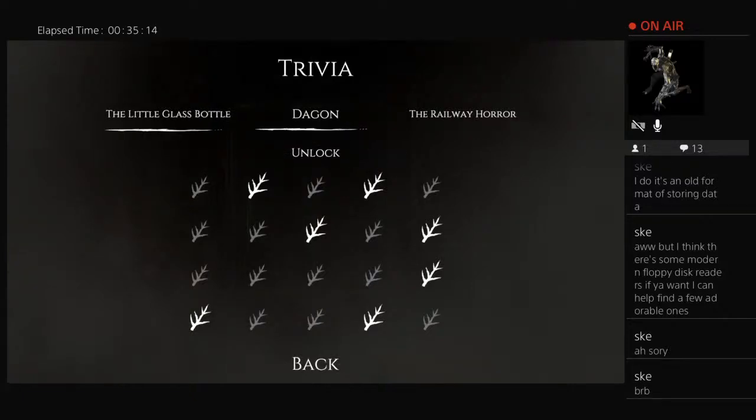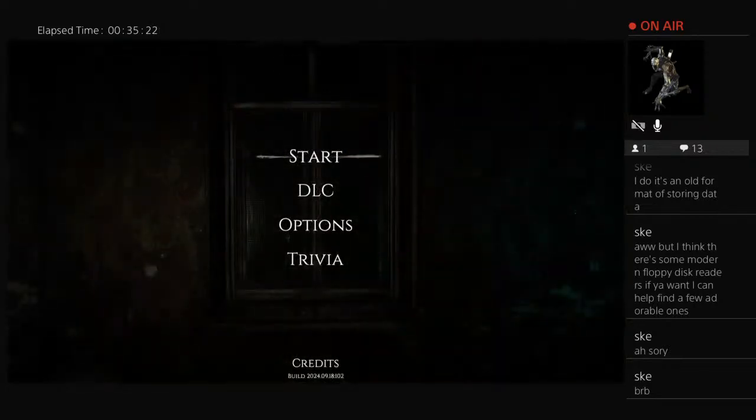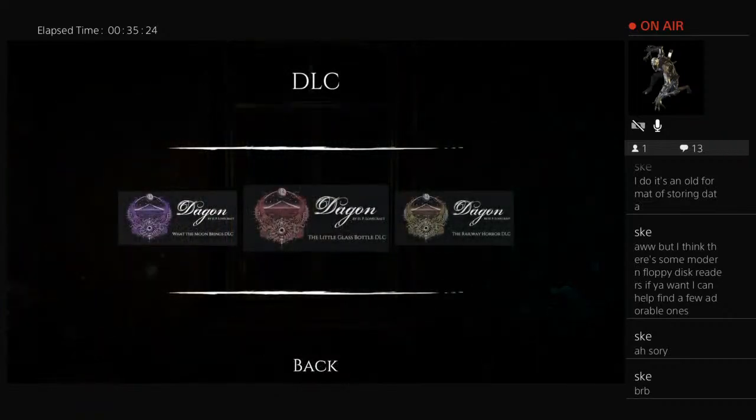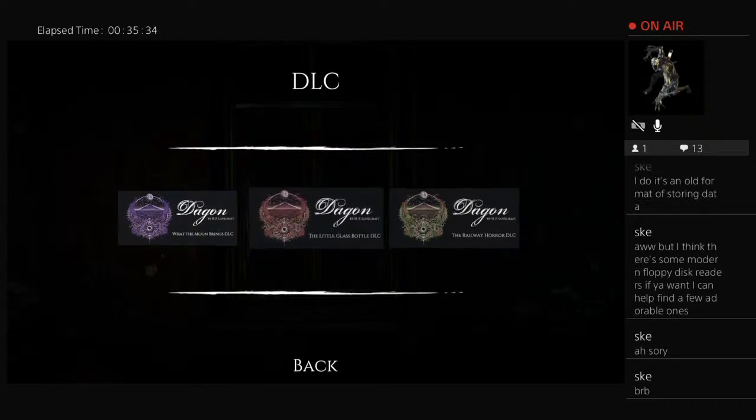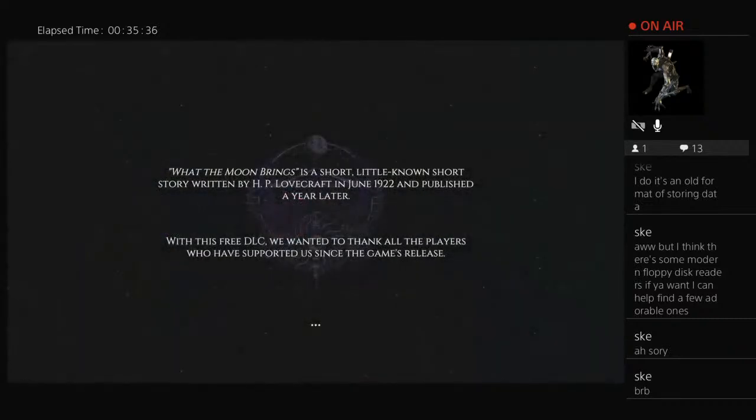Oh, Dagon, the little glass bottle, the railway horror. No, I'm not going through the Dagon right now. What's the red one? What the Moon Brings. We'll just do them in order. We're gonna do this one first, which is What the Moon Brings.